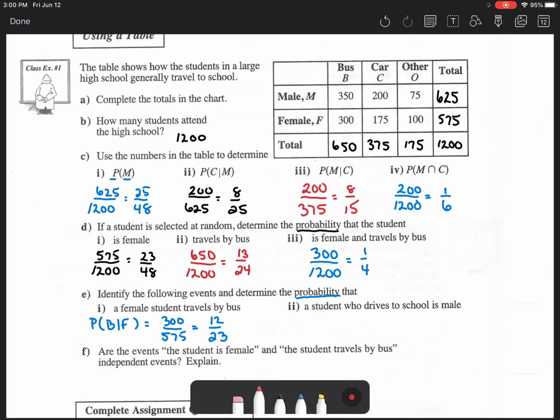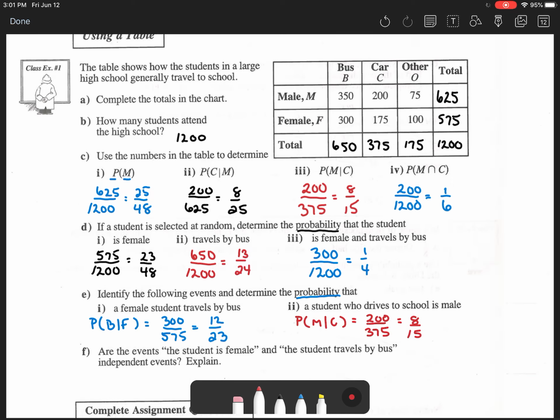In the second one, it says we want the probability that a student who drives to school is male. When I notate it, this would be the probability that a student is male given that they drive. They're going to have to drive a car, right? So I focus on the cars, which is a total of 375, and if they drive, it's 200. So that's 200 out of a total of 375, and that will reduce to 8 over 15.